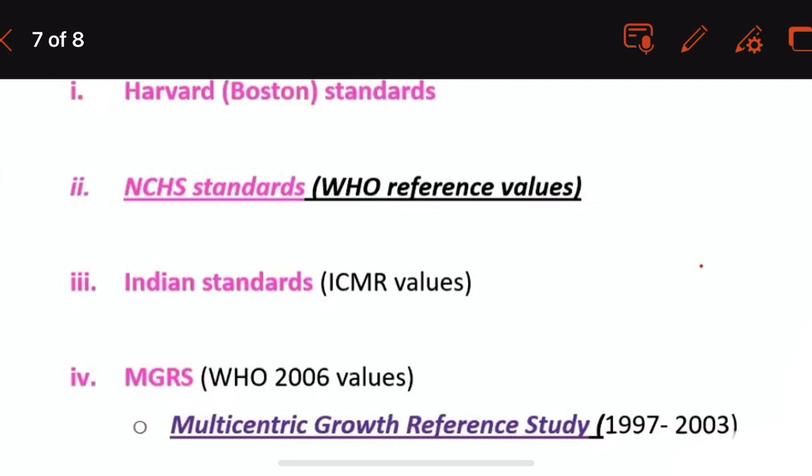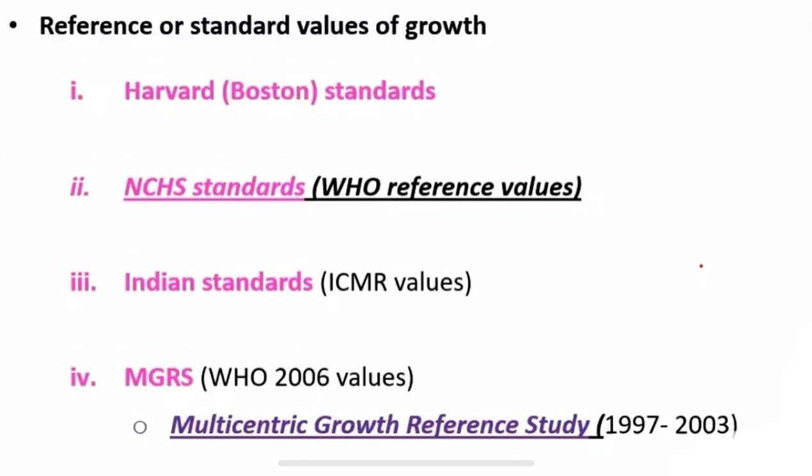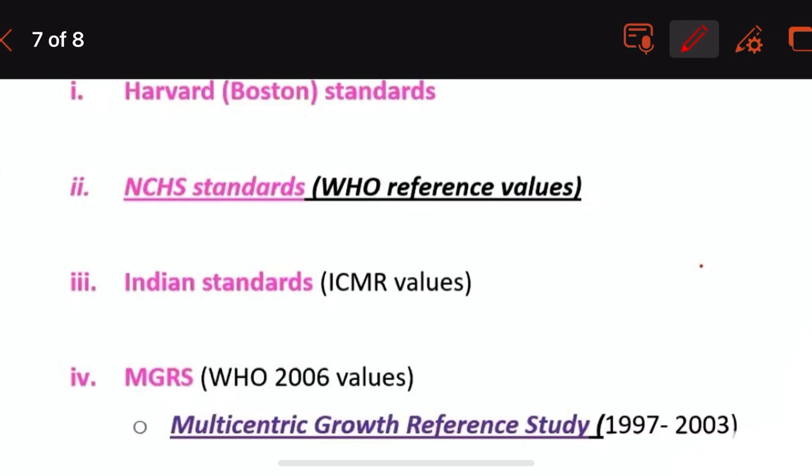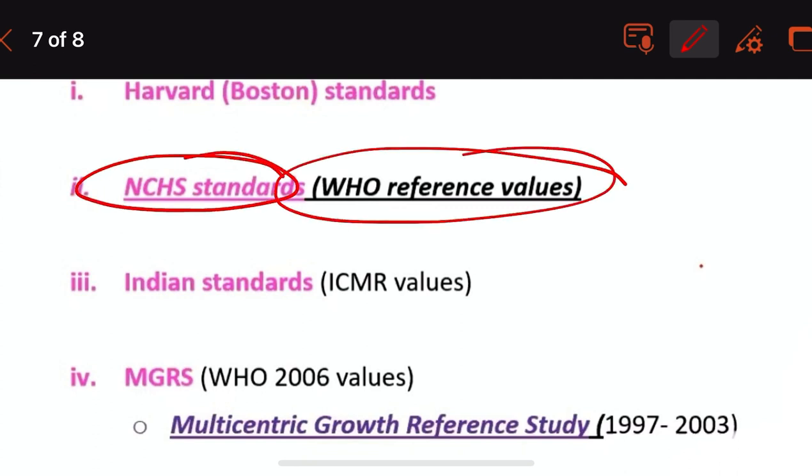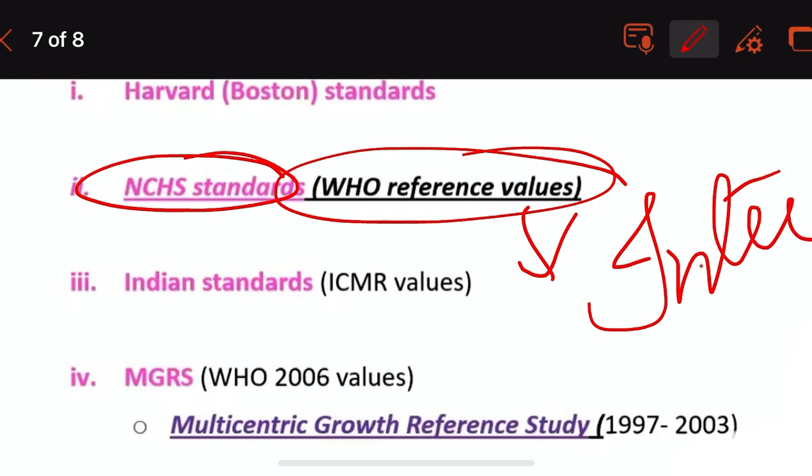Next we had Indian standards, there is no MCQ on it, and NCHS standard, there was an MCQ. The World Health Organization concluded the NCHS growth reference for international use. So when they ask NCHS standard, the World Health Organization reference value is the NCHS standard. They considered it as an international standard value.